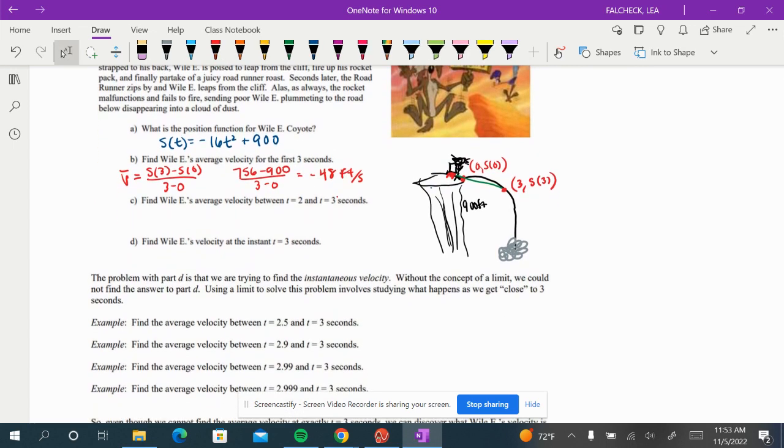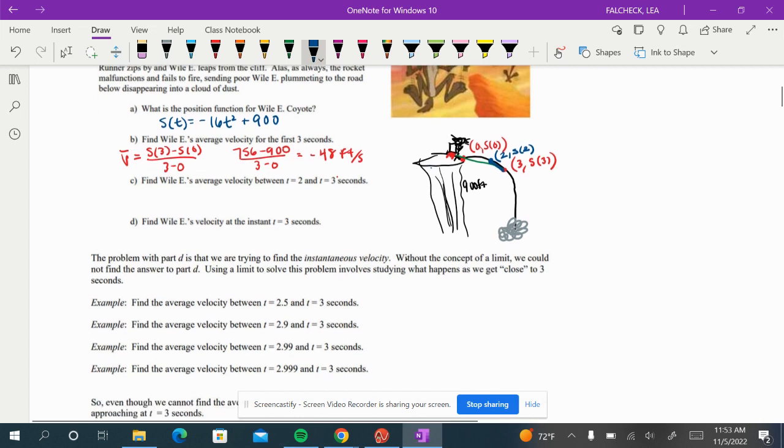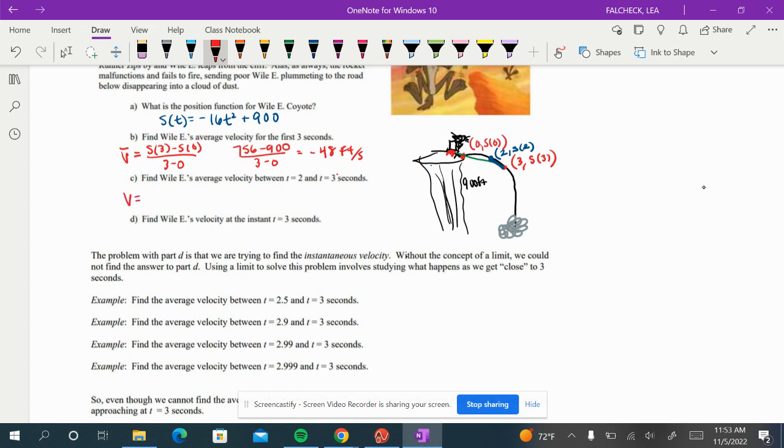Part C, find Wile E.'s average velocity between time equals 2 seconds and time equals 3 seconds. So now we're changing it. We're finding it from a point a little closer to when time is 3 seconds. We're finding 2 comma s of 2, and we're finding the average velocity between those 2 points, okay? So we're going to use the same formula for average velocity, except this time it's going to be s of 3 minus s of 2 over 3 minus 2.